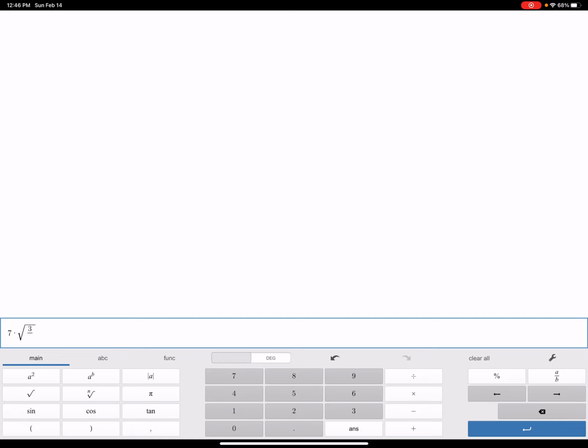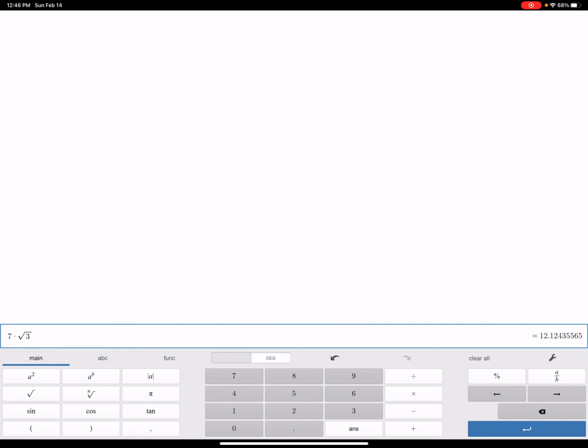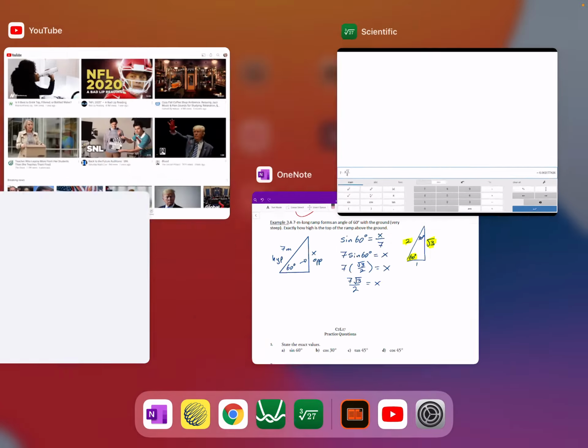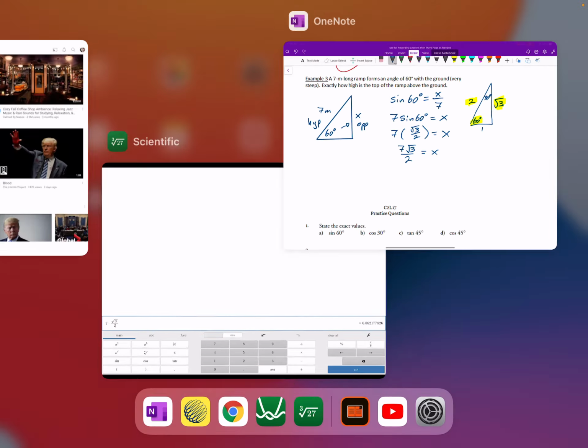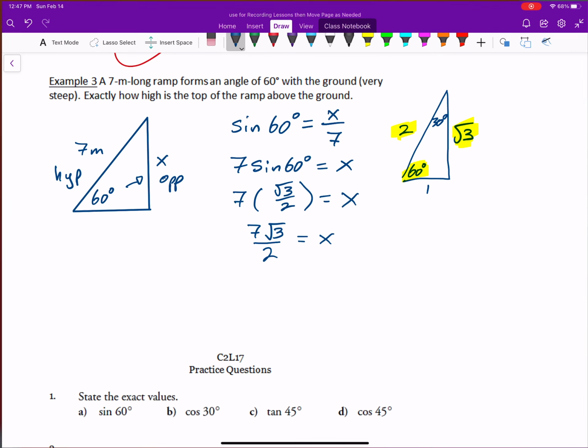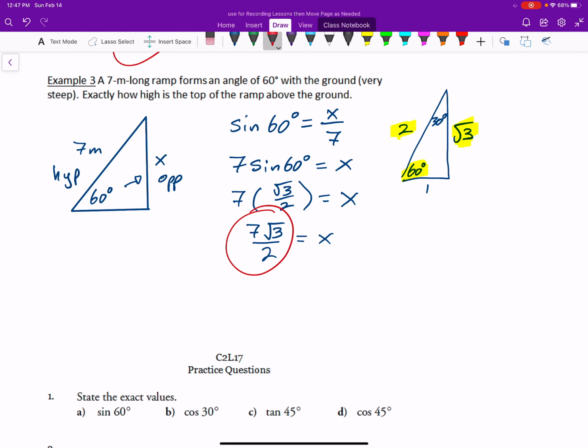Sorry, I got it in the wrong place. Divided by 2. There we go. 6.1 meters. As you can see, let me go back to this for a second. Again, I've got this long decimal, which is not exact. That's the whole point of talking about exact values. This is not exact. I could talk about it being 6.1 or 6.06 meters, but that's not exact. Whereas this value here is exact. So if a question asks for something that's exact, I do need to use those special triangles.